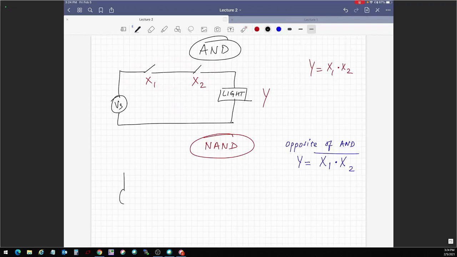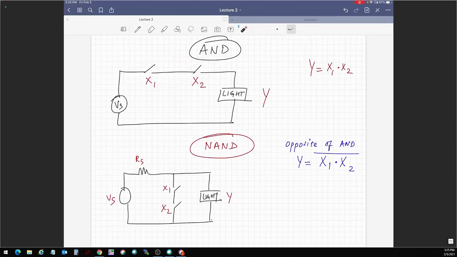So you have Vs, you have a resistor, and then you have the two switches that are in parallel with the light bulb. This is your Vs, Rs, X1, X2, light bulb Y. Done. Both switches in series, but parallel to the light. Got it.